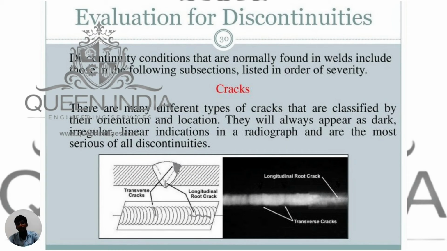And we'll see the evaluation of discontinuities. The discontinuities normally found include the following, in order of severity. First of all, cracks. There are different types of cracks, classified by orientation and location. They always appear as dark, irregular, linear indications in the radiograph and are the most serious of all discontinuities.